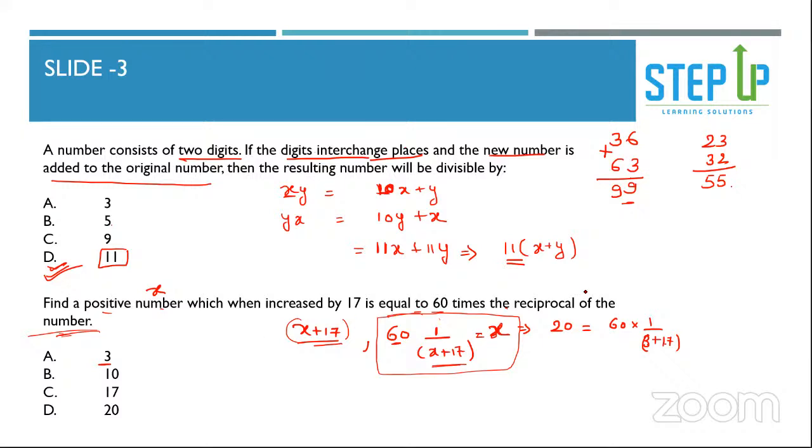3 is the answer, right? 3 plus 17. It is better to go ahead with the options in such types of questions. Options will help you a lot. If I take 3 plus 17, that is 20. Now 60 times the reciprocal, 60 divided by 20, is giving you the number itself, 3. Hence, 3 is my answer. Okay, let's move on.